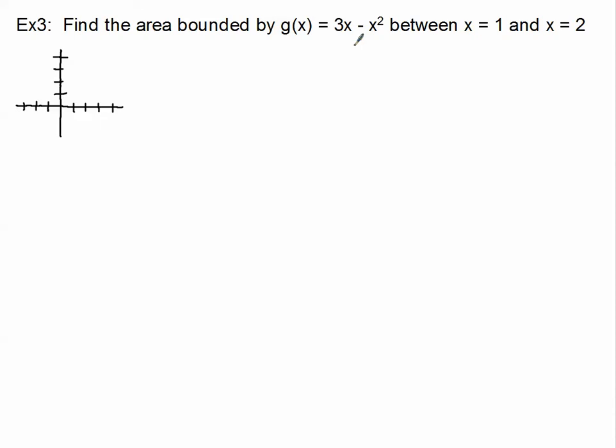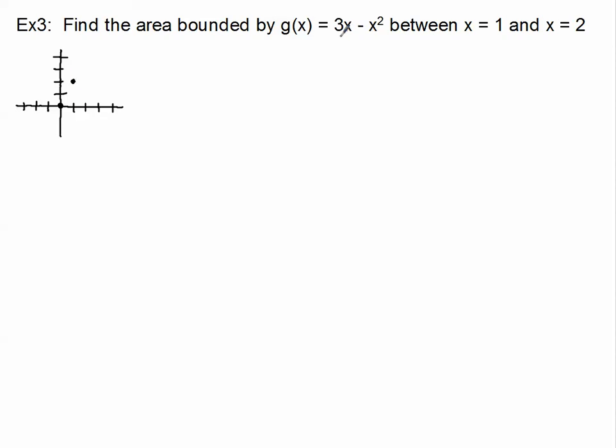I can just plug in a 0 and a 1 and a 2 and a 3, and let's see what happens. If I plug in a 0, I would get 0 minus 0. So that means that 0, 0 is one of the points on this curve. If I plug in a 1, I would have 3 times 1 is 3, minus 1 squared is 1. So 3 minus 1 would be 2. So plugging in a 1, I'd output a 2.